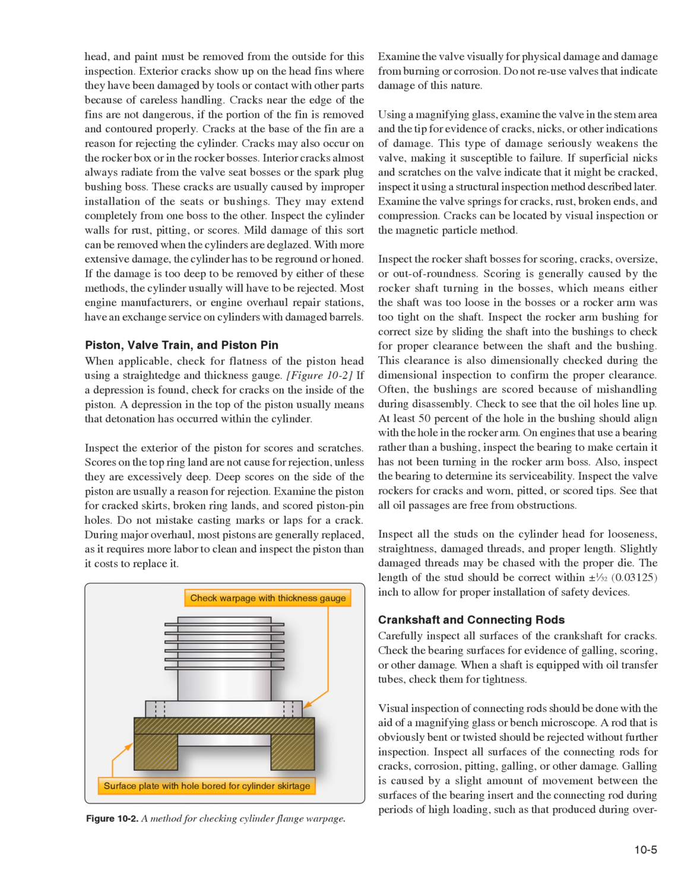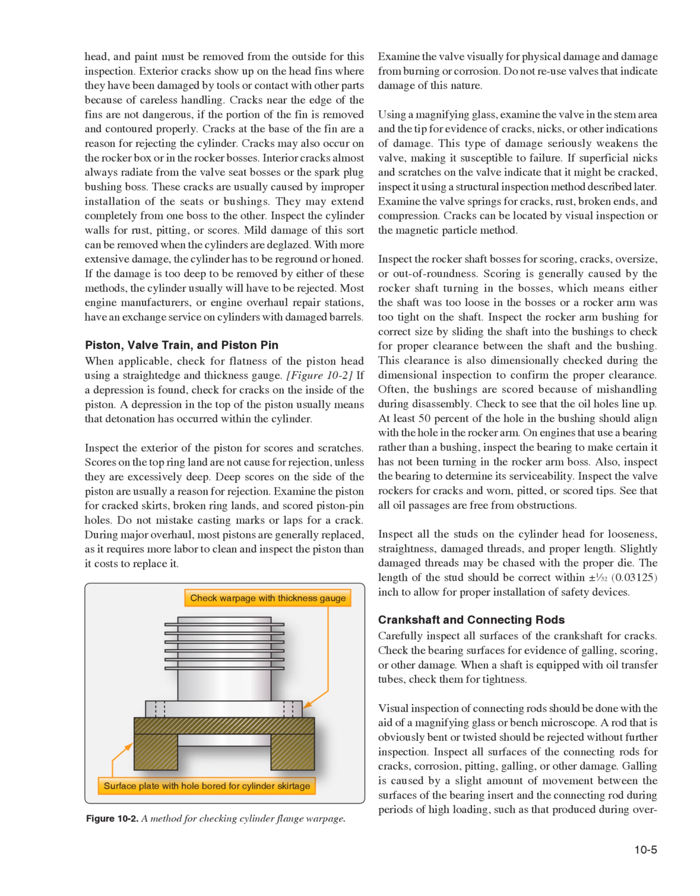Inspect all the studs on the cylinder head for looseness, straightness, damaged threads, and proper length. Slightly damaged threads may be chased with the proper die. The length of the stud should be correct within plus or minus 1/32, 0.03125 inch to allow for proper installation of safety devices. Crankshaft and connecting rods. Carefully inspect all surfaces of the crankshaft for cracks. Check the bearing surfaces for evidence of galling, scoring, or other damage. When a shaft is equipped with oil transfer tubes, check them for tightness.